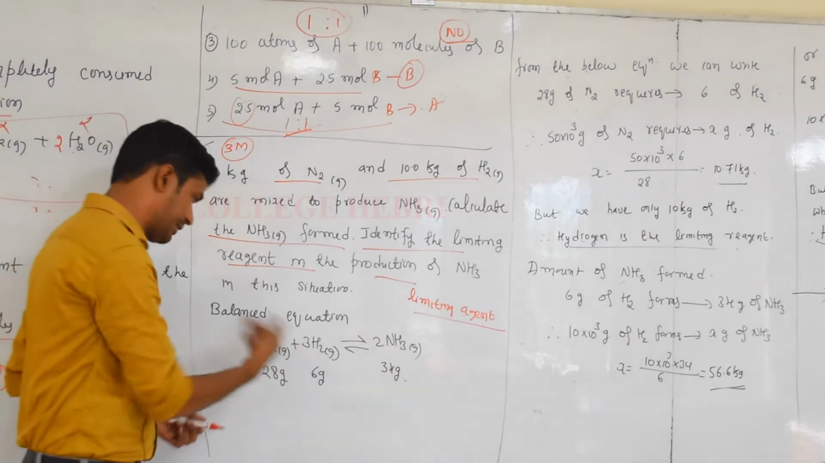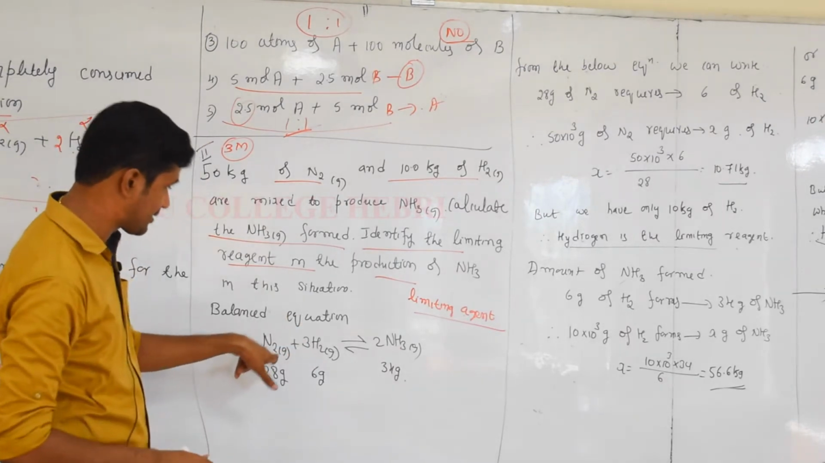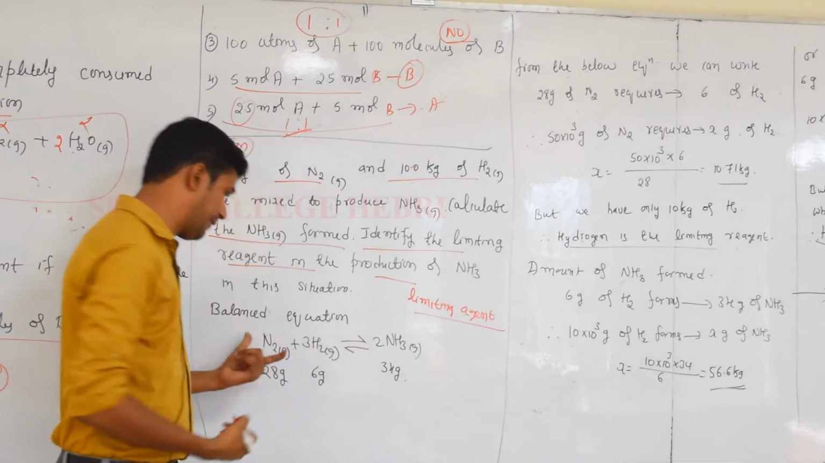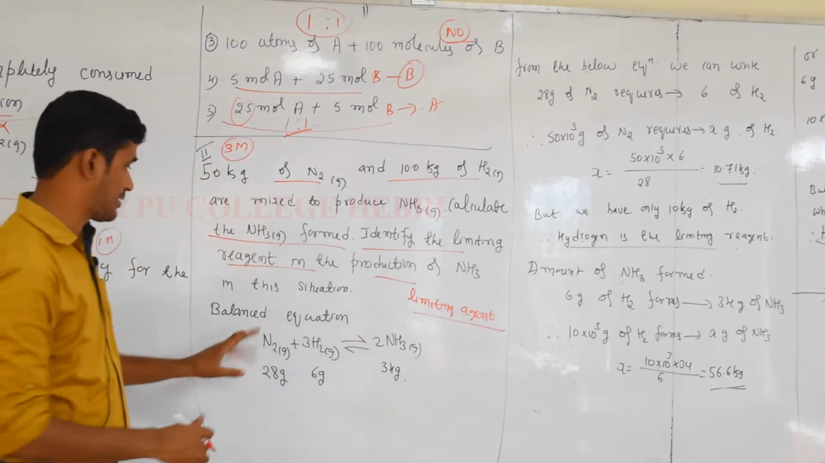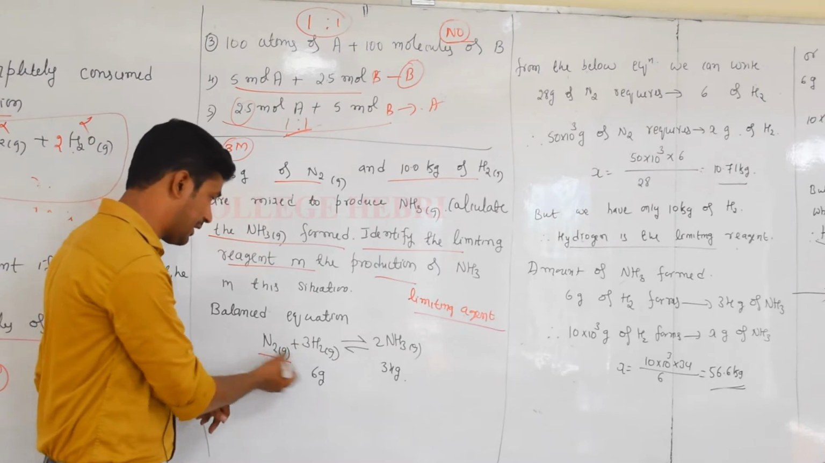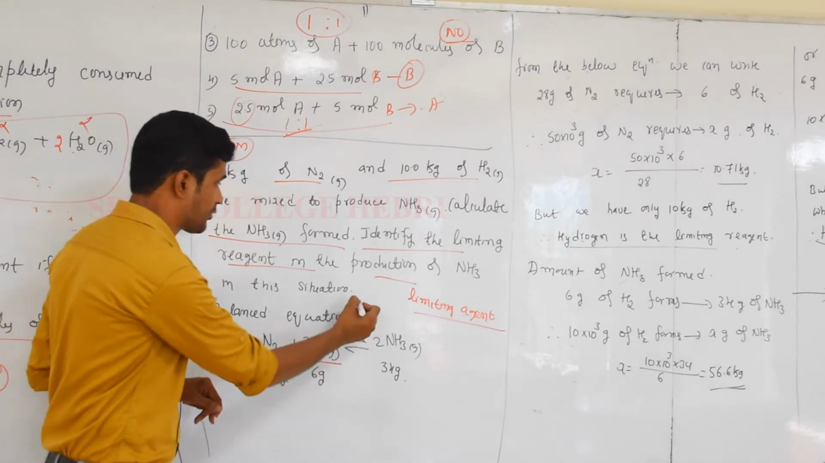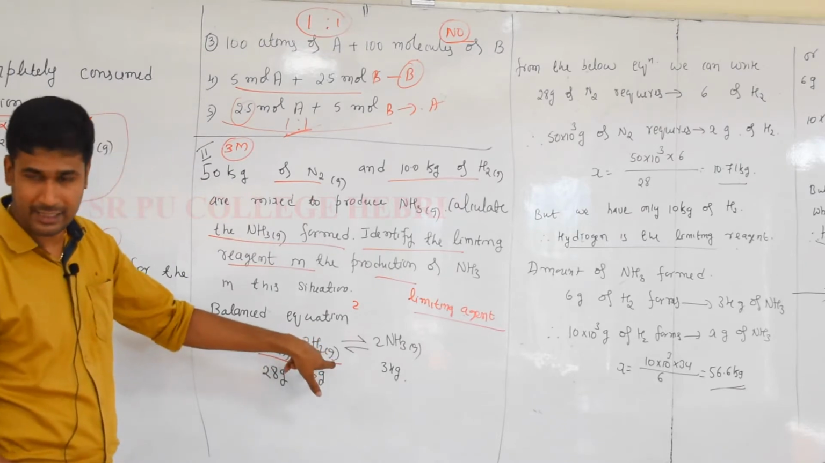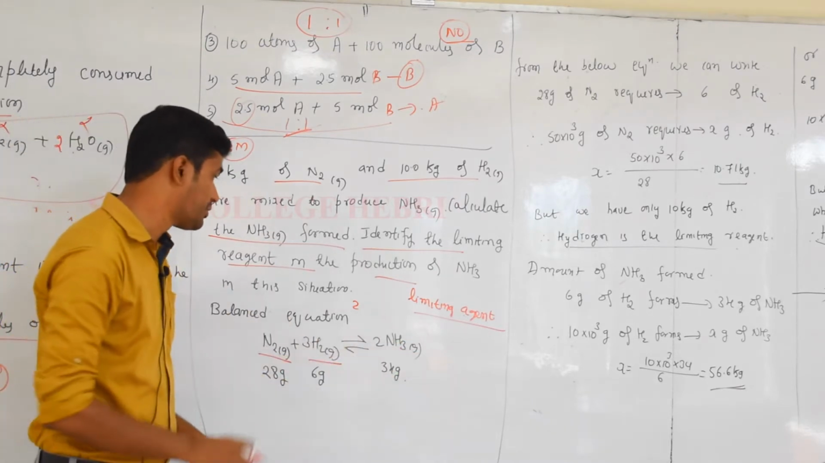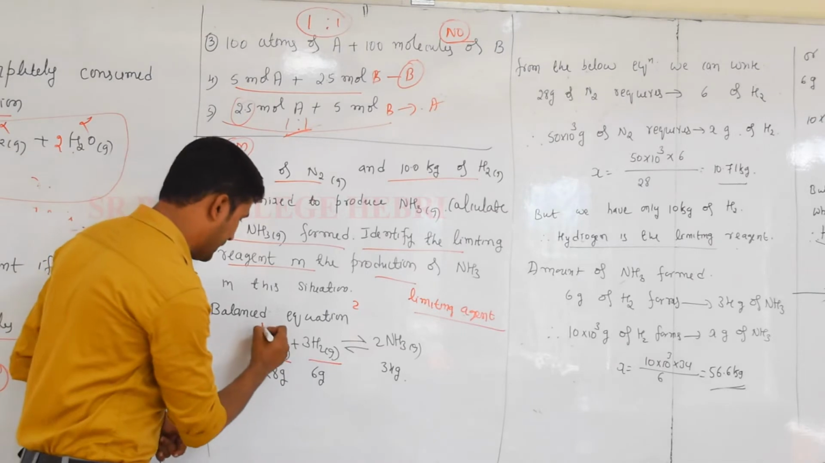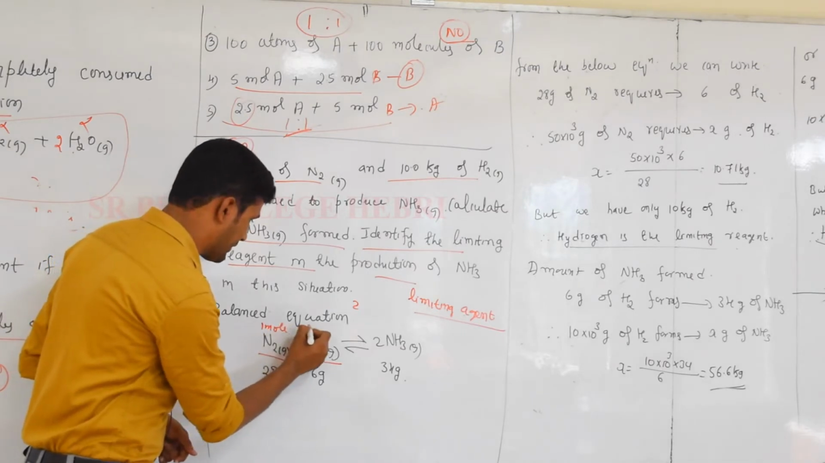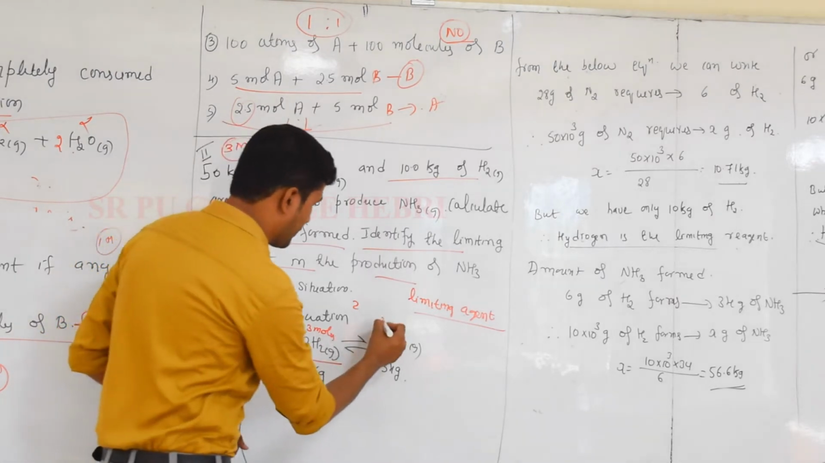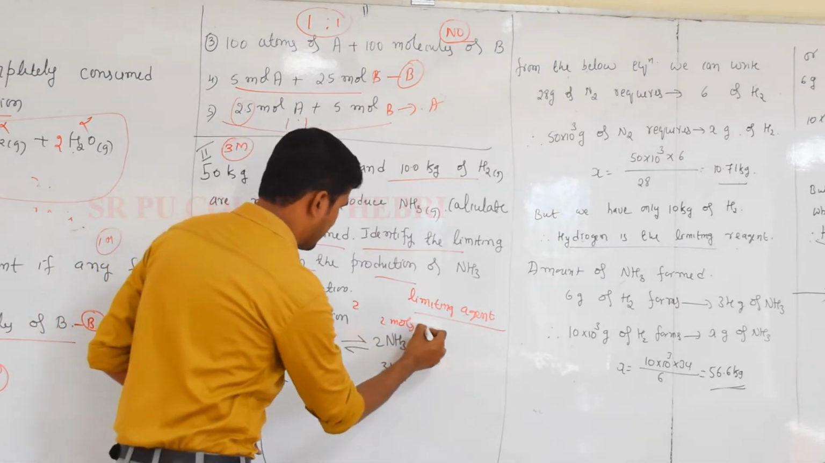So here I have written N2 gas plus 3H2 gas. See, here at the molecular level we have to write the reactants and products. This reacts in terms of molecules, not in terms of atoms. You don't write 2N and all. N2 gas reacts with H2. It's already balanced to produce 2 moles of ammonia. How is the ratio? 1 mole of N2 reacts with 3 moles of H2 to produce 2 moles of NH3.